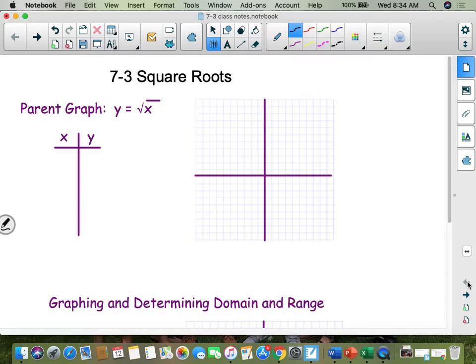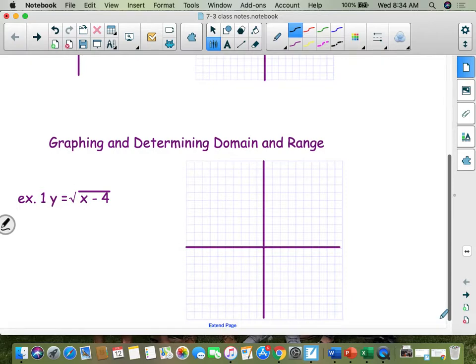So the square root graph: when x is 0, the square root of 0 is 0, the square root of 1 is 1, the square root of 4 is 2, and it looks like this: (0, 0), (1, 1), (4, 2). That's what a square root graph looks like. Half a sideways parabola. So all you're doing is graphing and stating the domain and range.